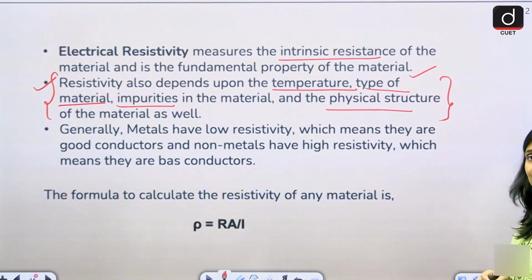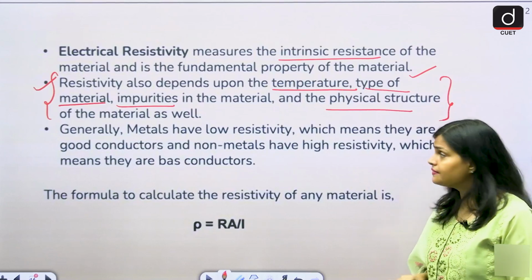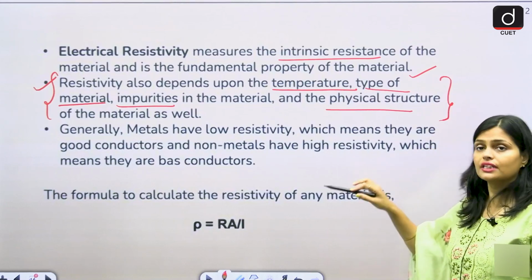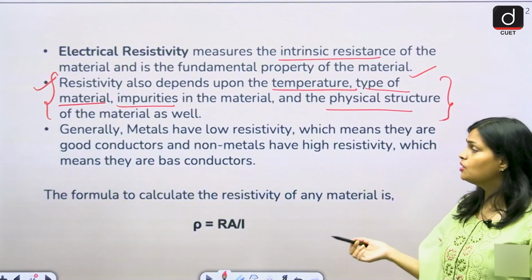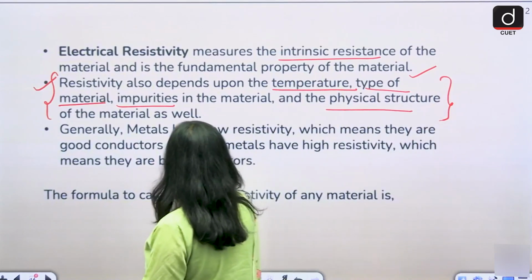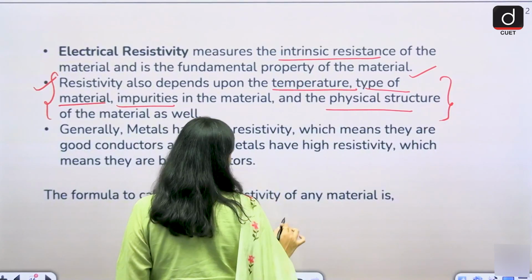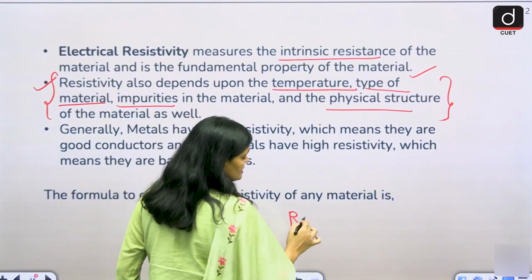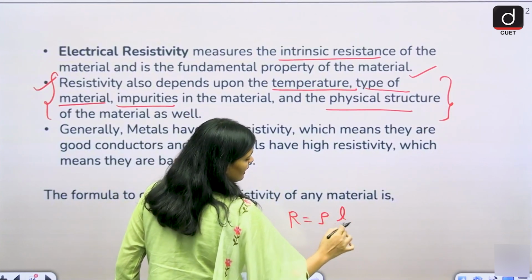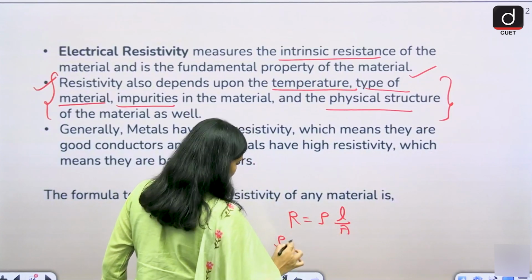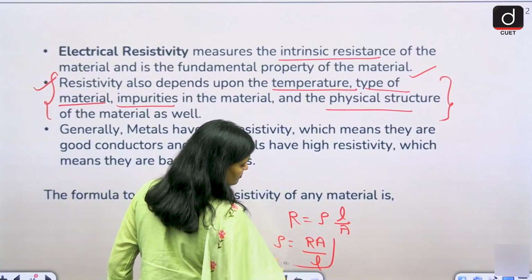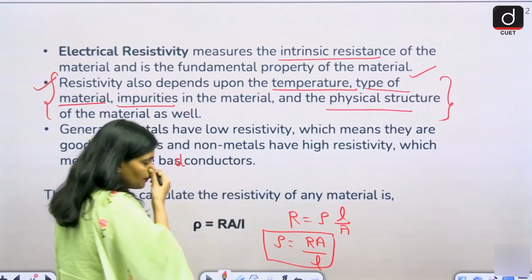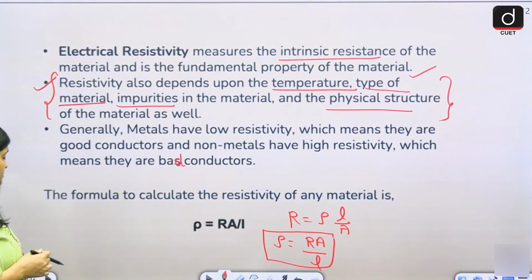Generally metals have very low resistivity, which means they are good conductors. Non-metals have high resistivity, which means they are bad conductors, right? So how to calculate the resistivity? See, R is equal to rho L by A. So rho is equal to what? R A by L. Okay, this is the formula of your resistivity.